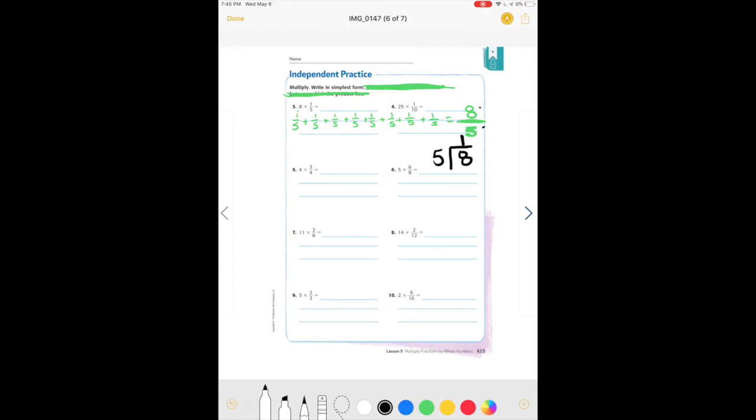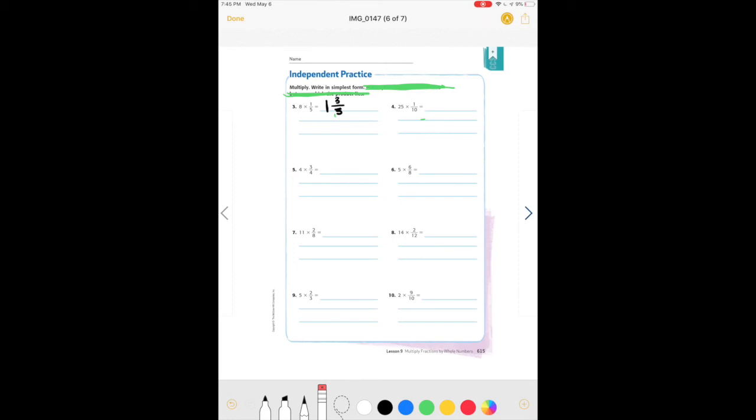1 group. 1 times 5 is 5. Subtract, we have a remainder of 3. So our 1 becomes our whole number. Our remainder becomes our numerator. And our divisor becomes our denominator. So 1 3/5 is your final answer. Repeated addition and then write it in simplest form is the easiest way to do this.